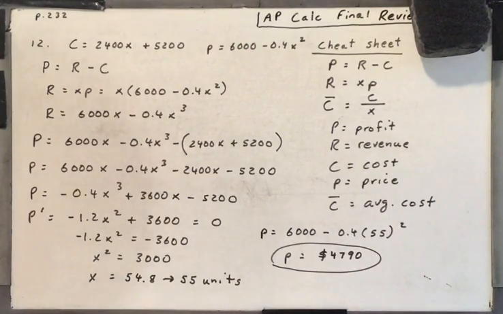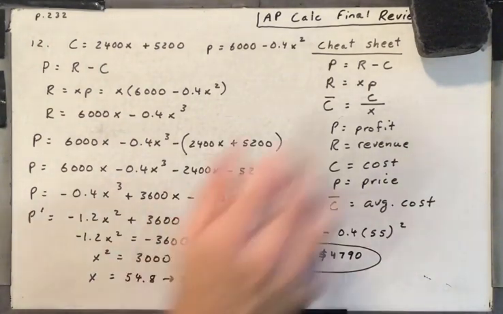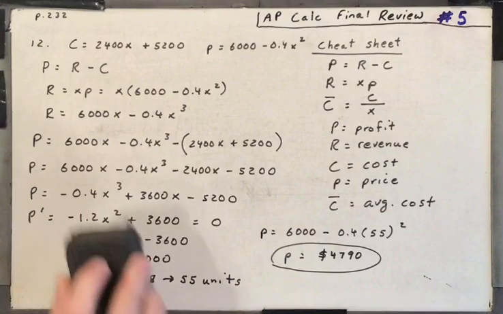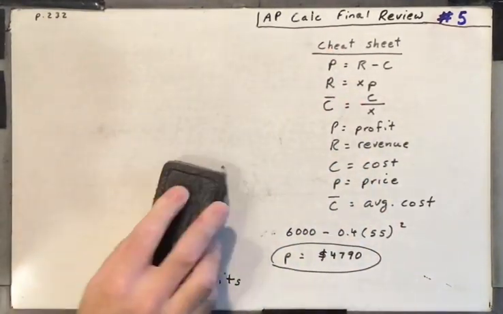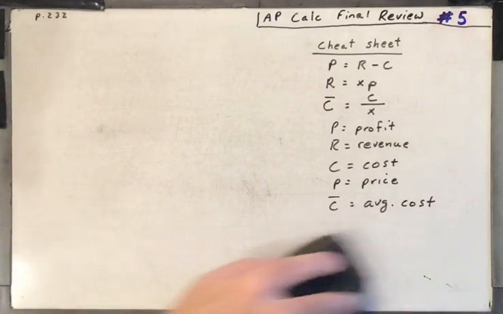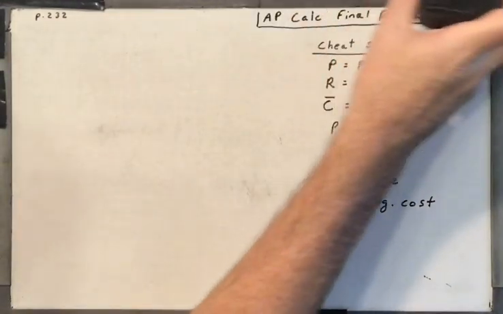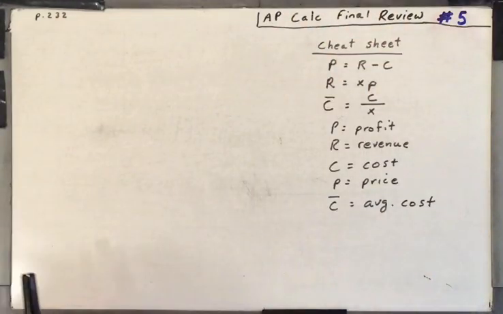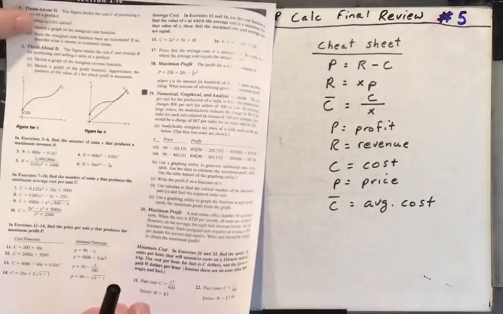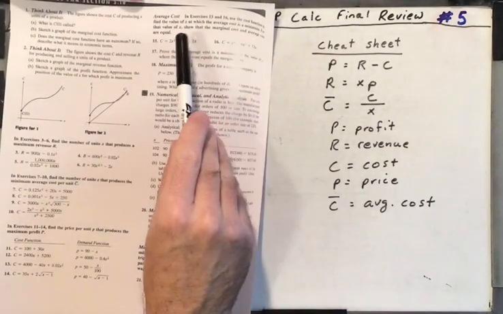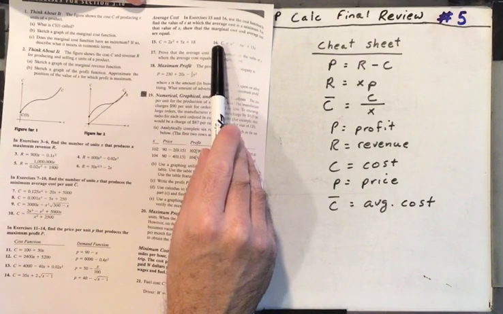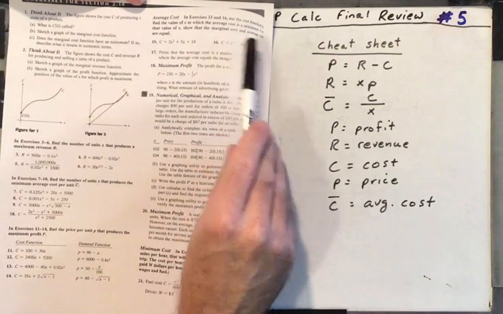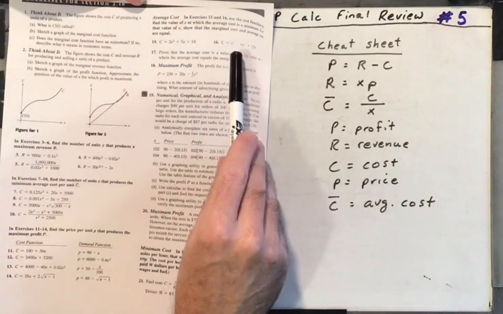All right, let's do one last problem, number 16. Okay, so number 16 says use the cost function at which average cost is a minimum. And we're not going to do the second part to show the marginal cost and average cost are equal. That won't be on the test.